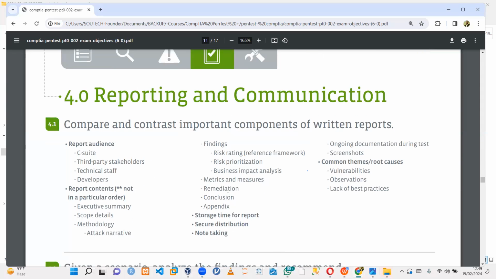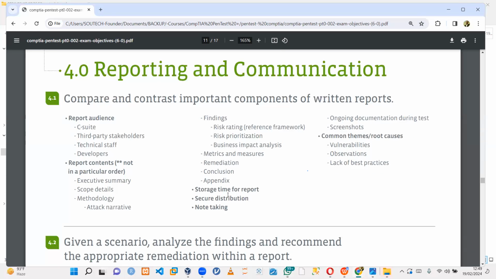Then the next item in the curriculum that we should be able to understand is reporting and communication. As we look at reporting and communication, this is where project management skills come in. This is where things that are actually not technical, but come in handy if you're going to do vulnerability assessment, if you're going to do penetration testing.